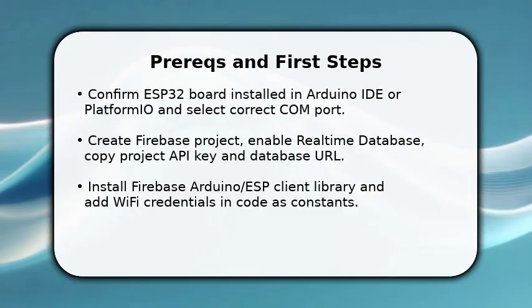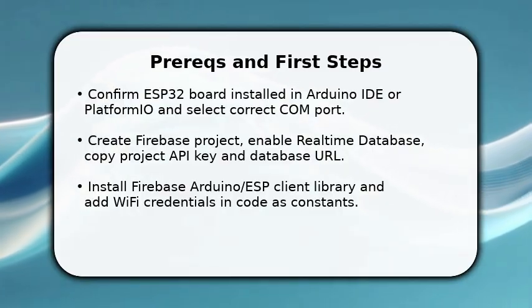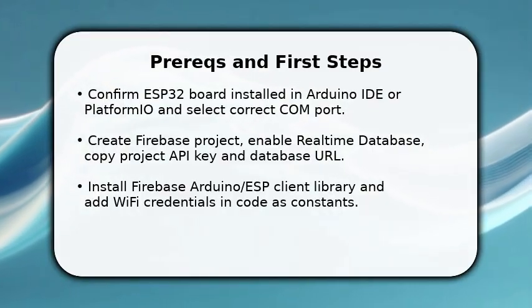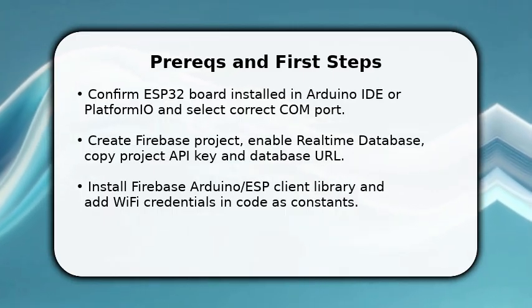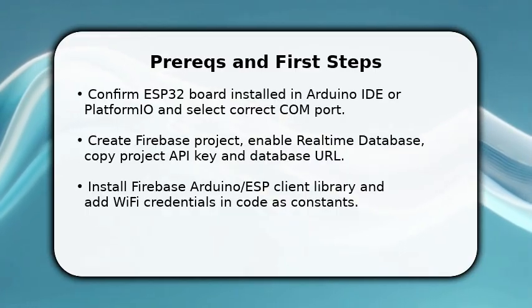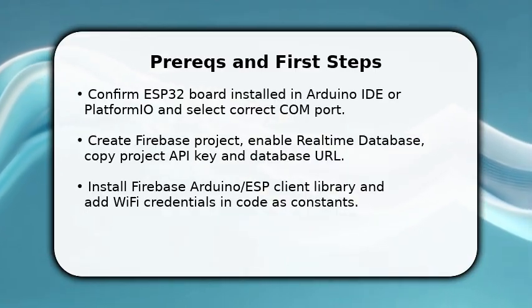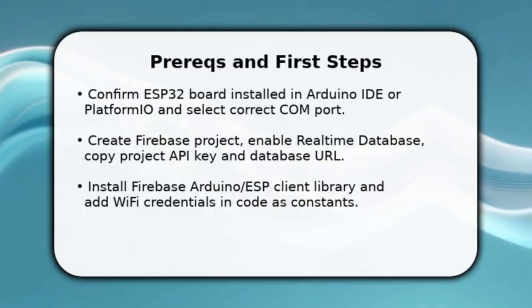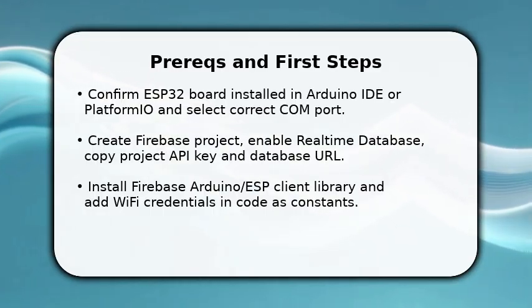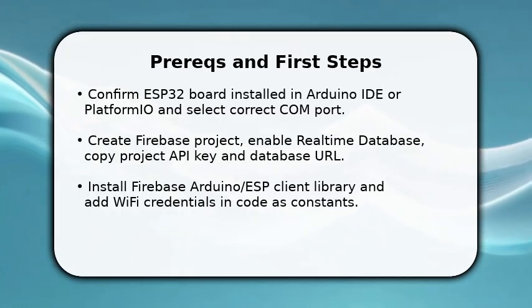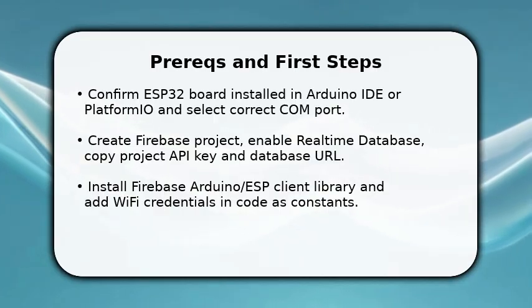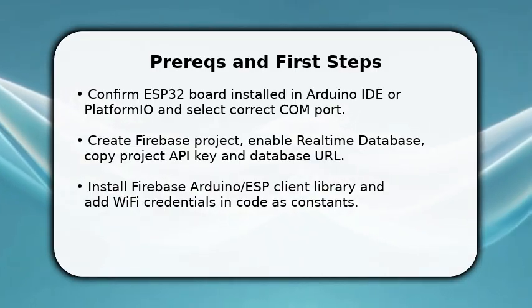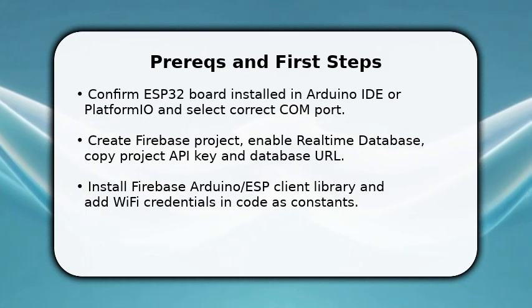You start by preparing the essentials. Make sure the ESP32 board drivers and libraries are installed and your IDE targets the correct COM port. Once done, create a Firebase project and enable Realtime Database because you need its URL and API key for the device to authenticate. Next, install the Firebase client library for Arduino or PlatformIO and add your Wi-Fi SSID and password as constants in the sketch, so the board can connect on boot.